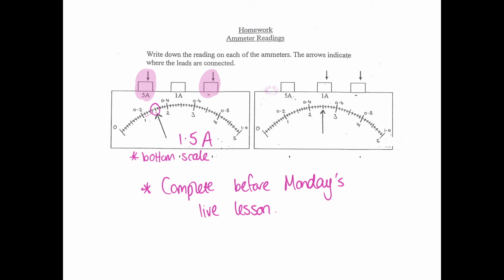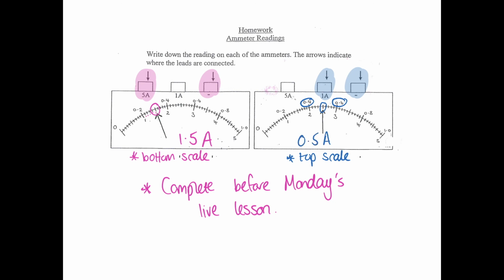Let's have a look quickly at the second one, and then you can try yourself. Again, always check where it's connected first of all. So here we've got it connected to the 1 amp scale, and again the minus will be to the minus end of the battery. So this time we're using the smaller scale, or you can see it as the top scale. If we look very carefully at where our arrow's pointing, that's halfway in between 0.4 and 0.6, and so that's going to be 0.5 amps.